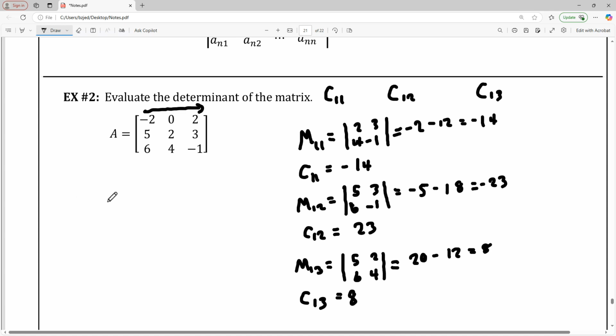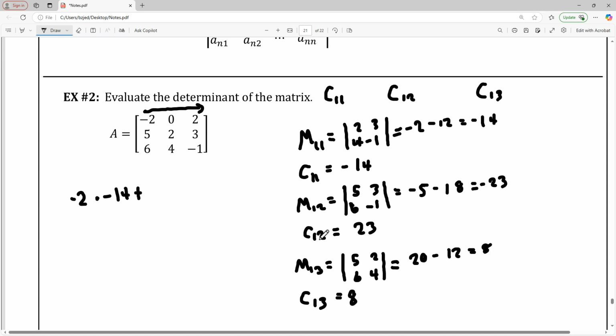I'm going to do negative 14 times, and now I need to multiply this by the element that was in that spot, 1,1. In this case, that would be negative 2. So it would just be negative 2 times negative 14. And now I'm going to add it to the next one.